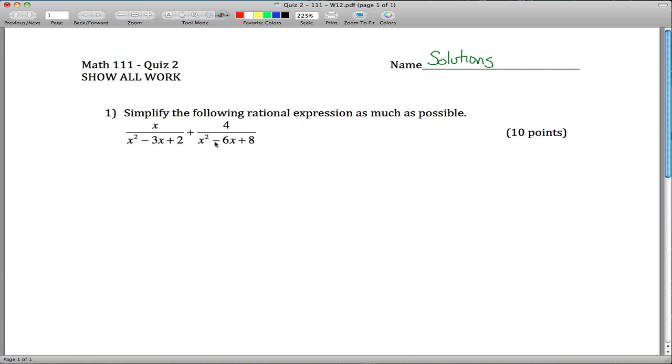But you'd end up with a big mess, and I don't think you'll be able to simplify as far as you would if you factor out both of the bottoms here. So if we do that, in this first rational expression, the leading coefficient is 1 in the polynomial in the denominator. So we need two numbers that multiply to positive 2 and add to negative 3. You mess with that for a while, I think you'll come up with x minus 1 and x minus 2.